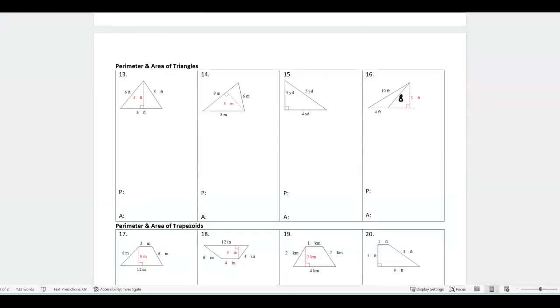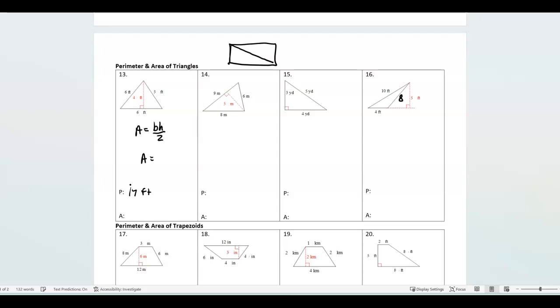Triangle for perimeter, remember, you're just going to add the 3 numbers that are on the outside, the 3 legs of the triangle. So 6 plus 5 plus 6, which is going to give you 17 feet. And remember, a triangle is half of a rectangle. If I take a rectangle and I cut it, I get 2 triangles, right? So the area formula is still base times height. You just got to remember to divide by 2.